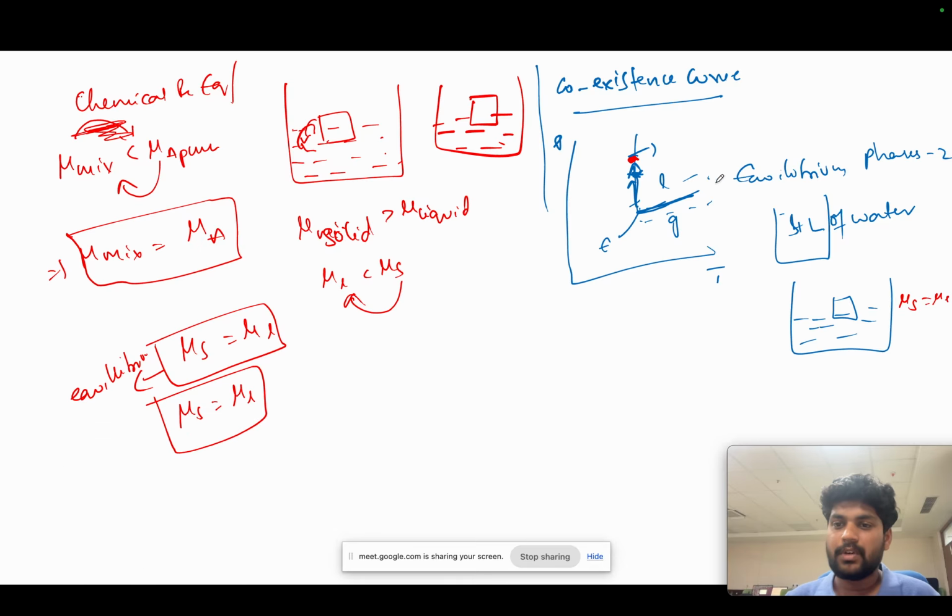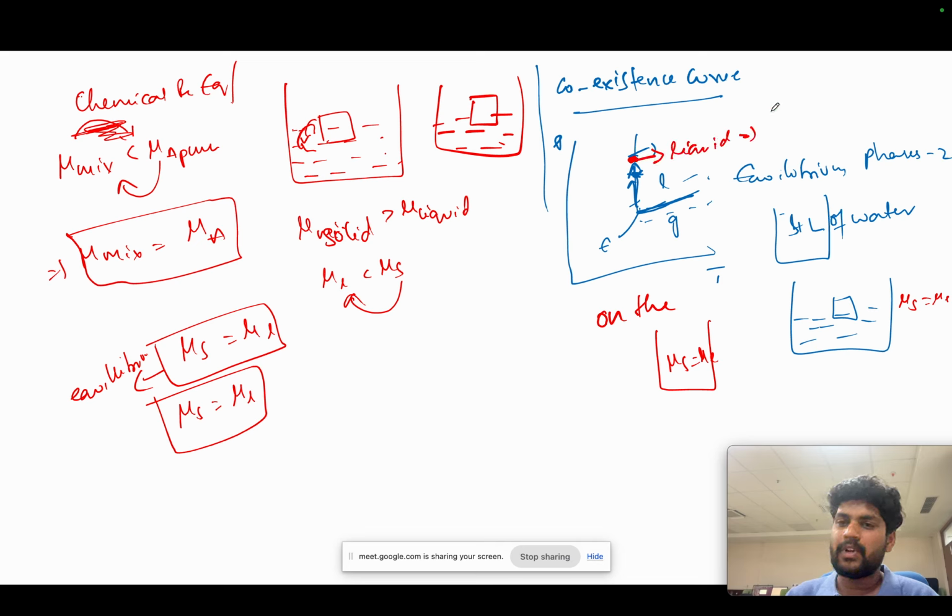So what I'm trying to say was, on the coexistence curve, the values will be in equilibrium. That's why we have both solid and liquid. Suppose from here, if you increase the temperature, it will become liquid.